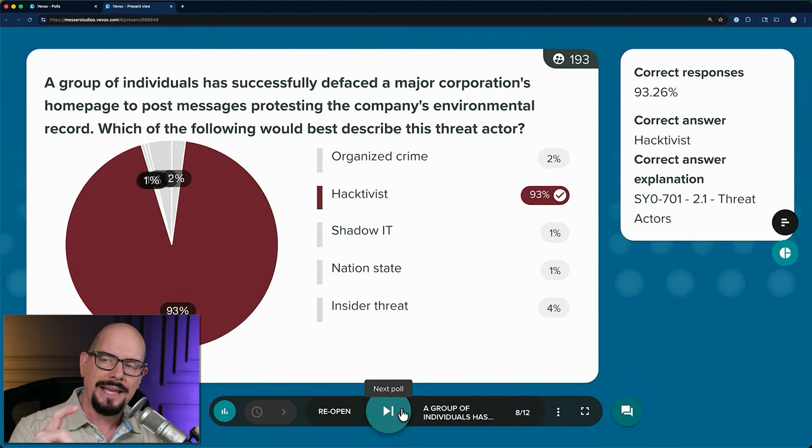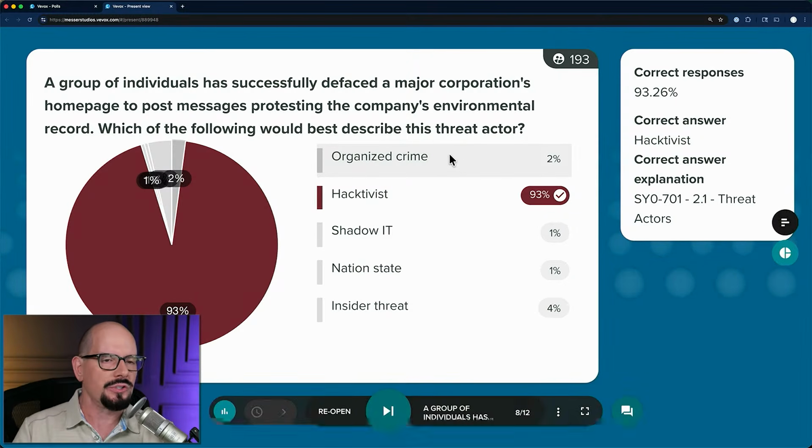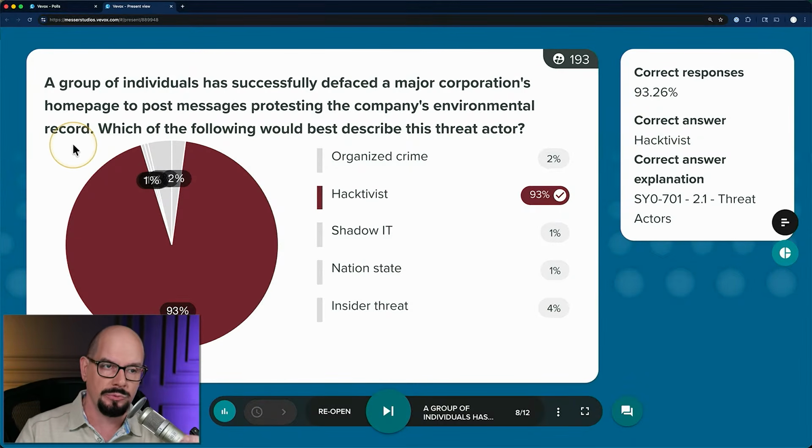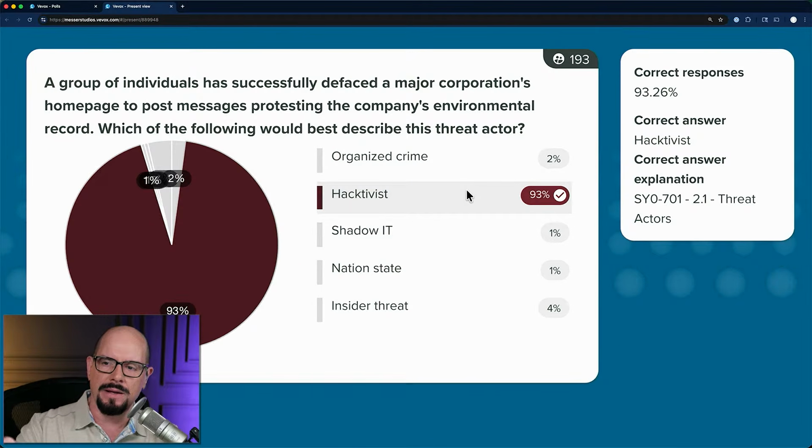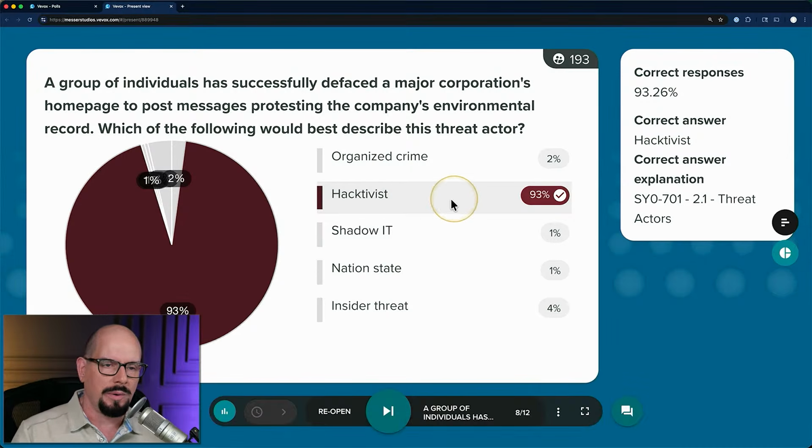Now, the thing is, we have already gone through this, and messages have been posted. The website has been defaced. This could potentially have been organized crime if it was a website that organized crime wanted to keep offline. The real key in this question, of course, is that the messages that were posted on the website were protesting the company's own environmental record, which doesn't really sound like organized crime. That sounds more like an activist type of view. So that's exactly where we would go from that.